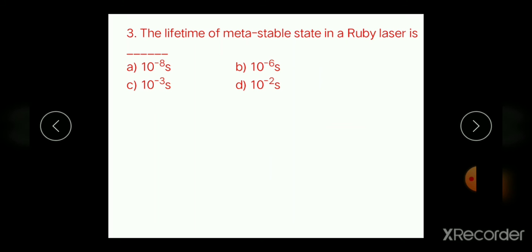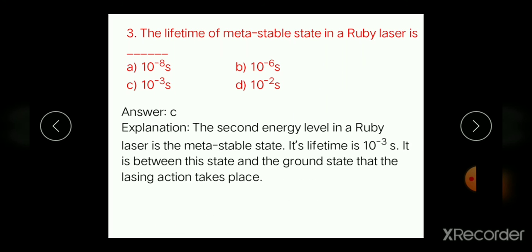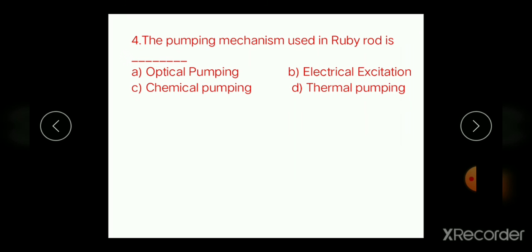The lifetime of the metastable state in a ruby laser is: option A, 10 raised to minus 8 second; B, 10 raised to minus 6 second; C, 10 raised to minus 3 second; option D, 10 raised to minus 2 second. Answer is option C. The second energy level in a ruby laser is the metastable state. Its lifetime is 10 raised to minus 3 second. It is between this state and the ground state that the lasing action takes place.